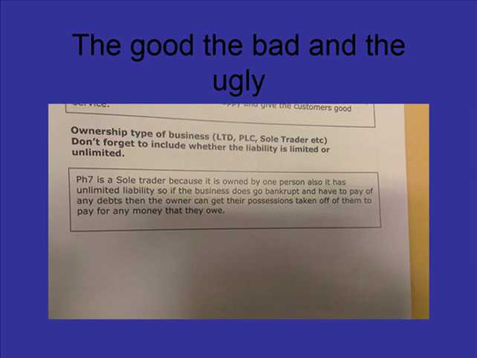This P87 is a sole trader because it is owned by one person. Also, it has unlimited liability, so if the business does go bankrupt and has to pay off any debt, then the owner can get their possessions taken off them to pay for any money that they owe. Apart from it being just one sentence when it could probably be two, the sentiment is pretty okay, and it ticks the box really.